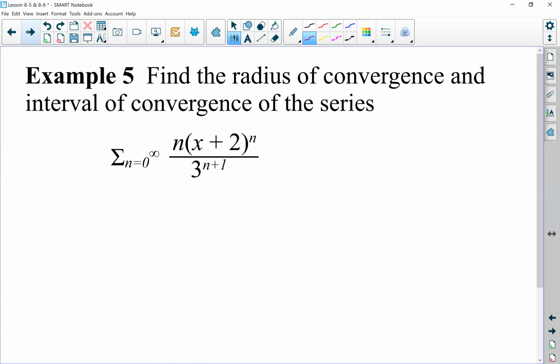One more. Find the radius of convergence and interval of convergence of the series n times (x plus 2) to the n over 3 to the n plus 1. Guess what I'm going to start with? The ratio test.